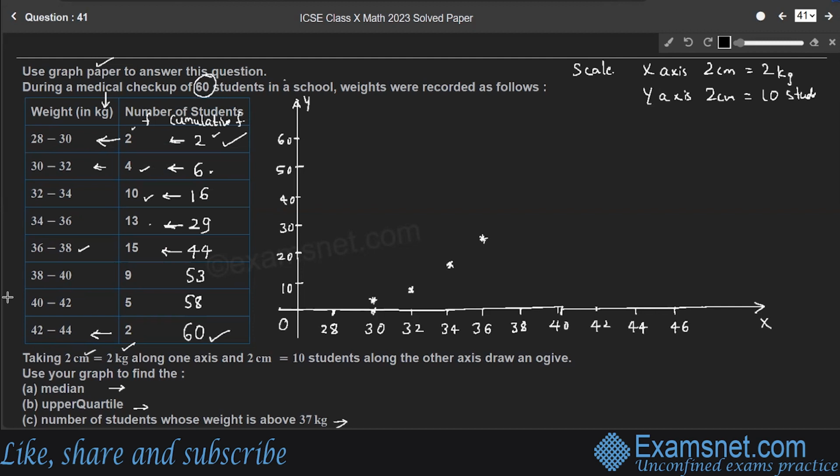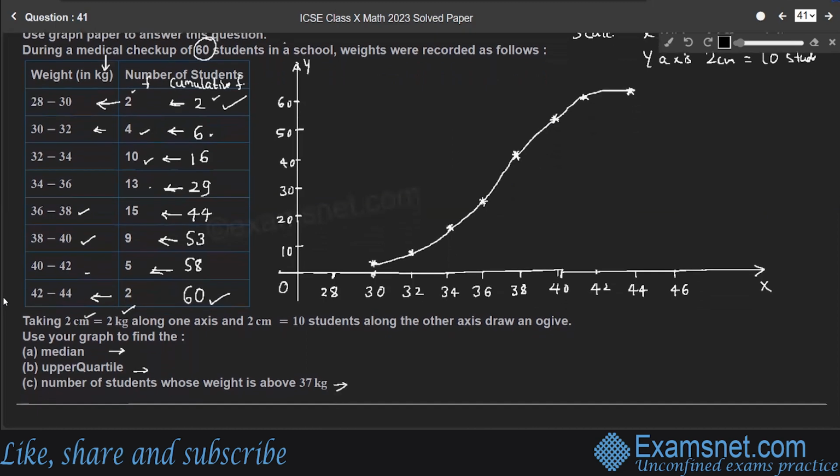So 44 students weigh below 38 kg. Below 38, 44 students, right? Yes, 53 students weigh below 40. Below 40, 53 students. Somewhere here. Then 58 students weigh below 42. 58 somewhere here. And 60 students weigh below 44. Somewhere here. Right? So join all these points like this. So you'll get a graph like this.